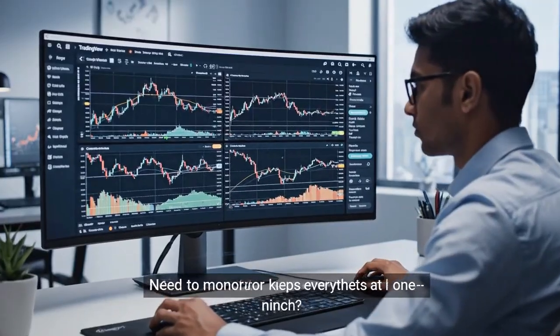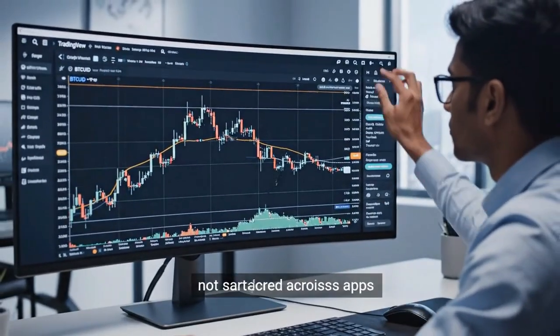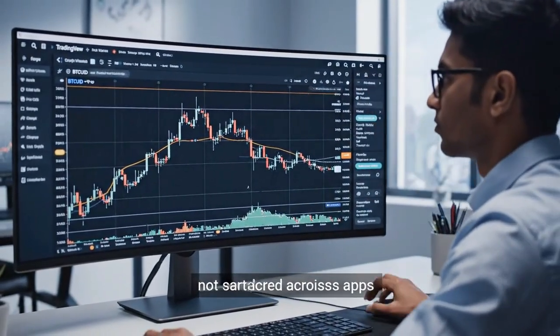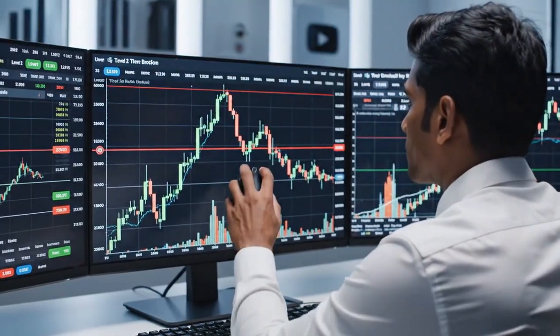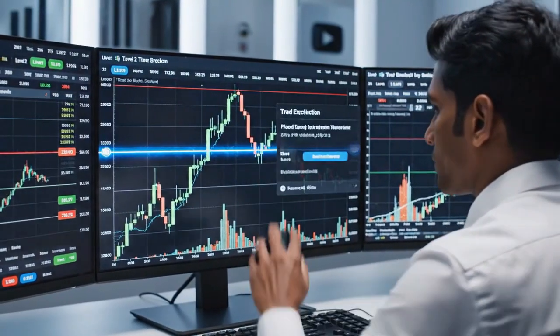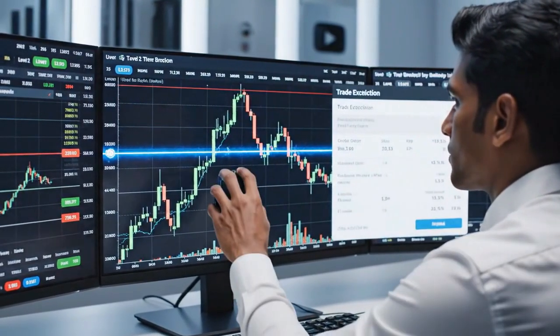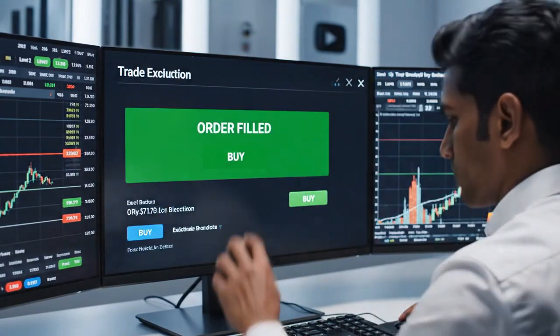Need to monitor several markets at once? Multi-chart view keeps everything in one screen, not scattered across apps. Here's how you spot a breakout, set your alert, and act, all inside one platform without switching tabs.